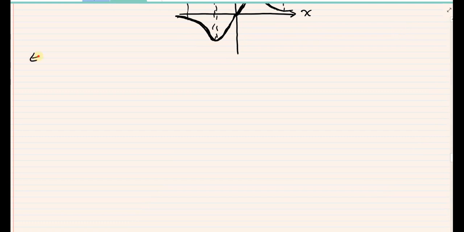I'm just going to call it an example, and our function is going to be f of x is equal to the square root of 1 minus (x minus 1) squared. Okay, now the graph of this function is going to be a half circle. Okay, so let me show you what this circle looks like.